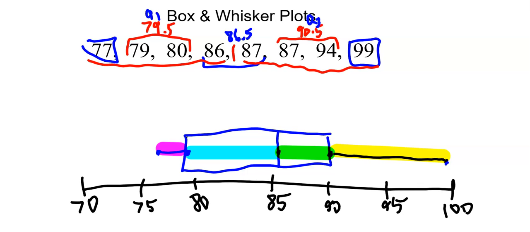So on the bottom end here, you can see the data is very scrunched in. Here on the top half, it's more spread out. And so it's just a different way of looking at the data.